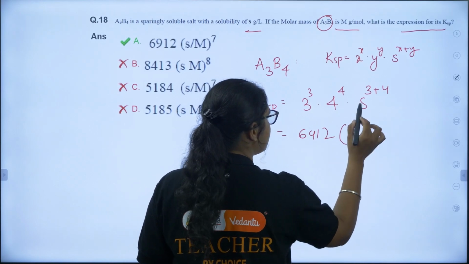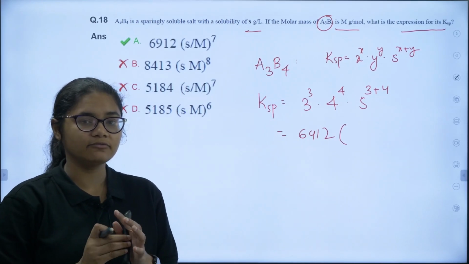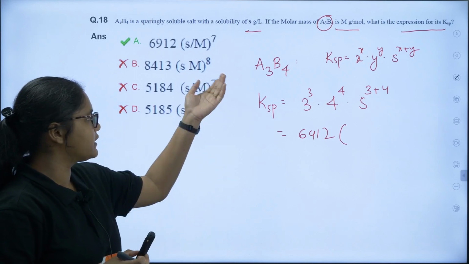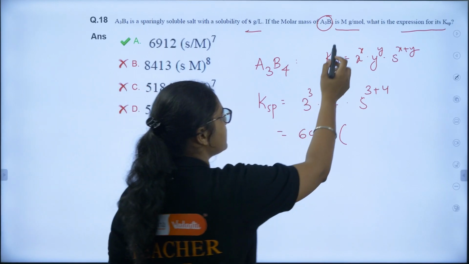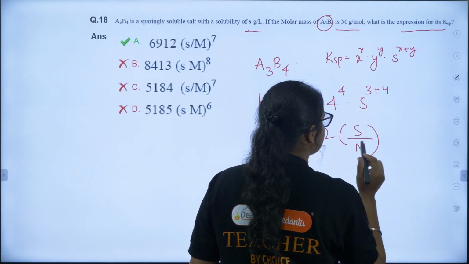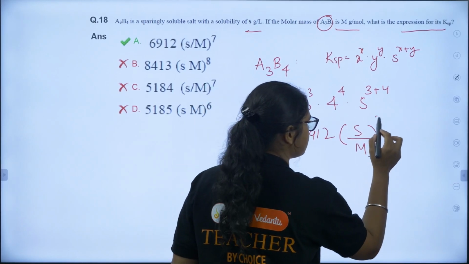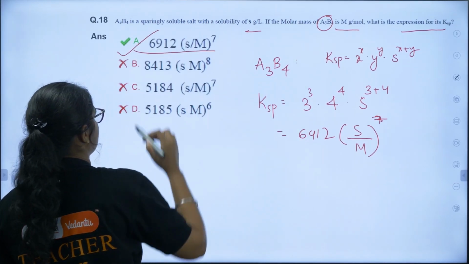Okay. So now if we solve this, we'll be getting around 6912. Now here, if you see, solubility is in terms of gram per liter. It should be in terms of moles per liter, right? So how can we convert grams to moles? By dividing it with the molecular mass. So the molecular mass is m gram. So S by m. Okay. So S by m, to the power of 3 plus 4, that is 7. So the correct answer for this question will be option number A.